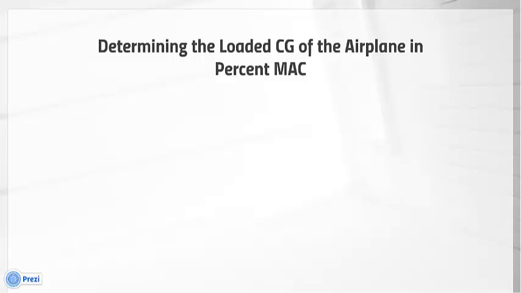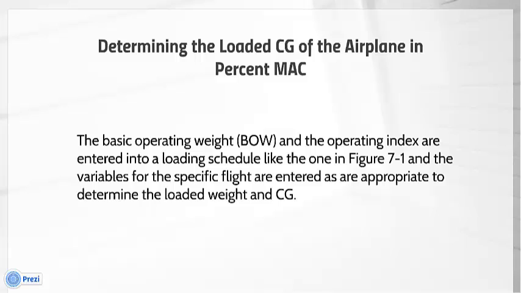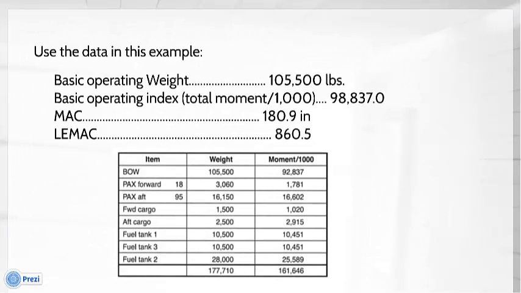Determining the loaded CG of the airplane in percent MAC. The basic operating weight, or BOW, and the operating index are entered into a loading schedule like the one in Figure 7-1. And the variables for the specific flight are entered as are appropriate to determine the loaded weight and CG. Use the data in this example.